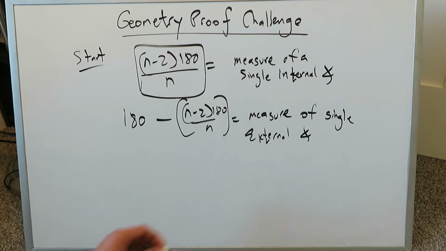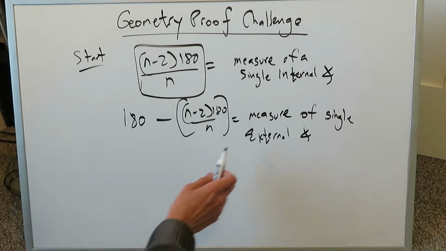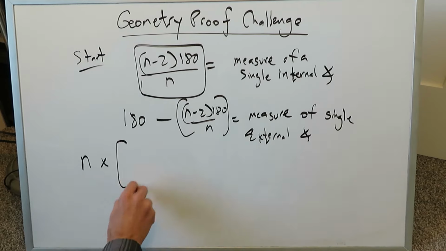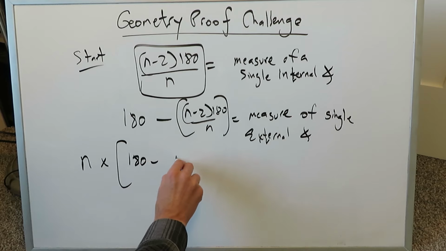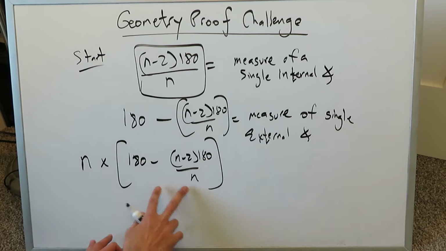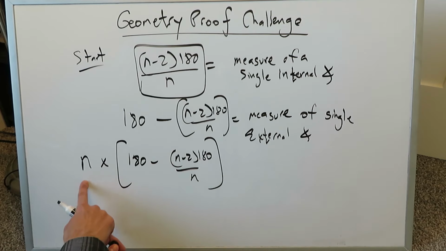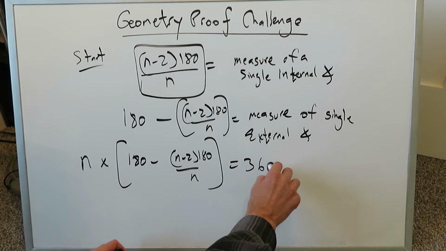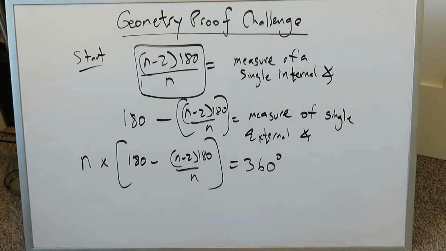Now that we have a measure of a single external angle, all we have to do is take this measure of a single external angle and multiply it by n sides. You know n equals number of sides, it will equal 360 degrees. And by doing this computation right here, you'll end up proving it.